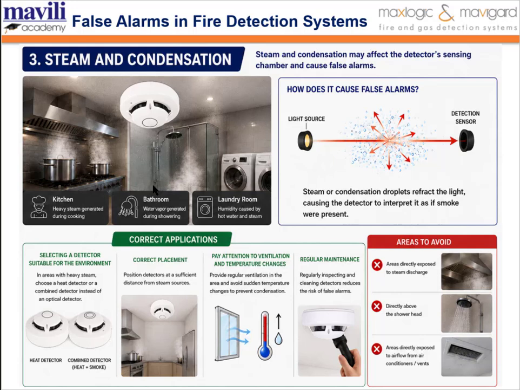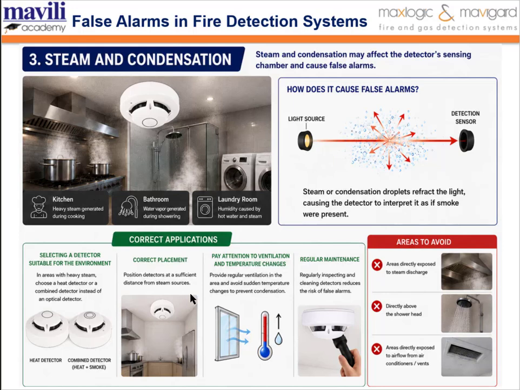Furthermore, condensation resulting from sudden temperature changes can negatively impact detector performance. In such areas, selecting the appropriate detector type for the environmental conditions, positioning the detectors at a sufficient distance from steam sources, and using a heat detector or combined detector, if necessary, will significantly reduce the risk of false alarms.